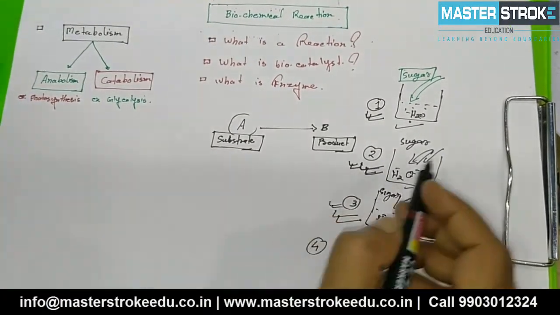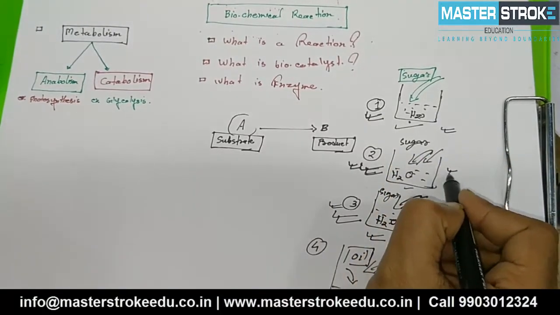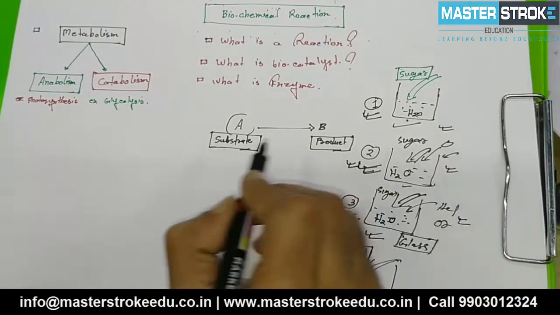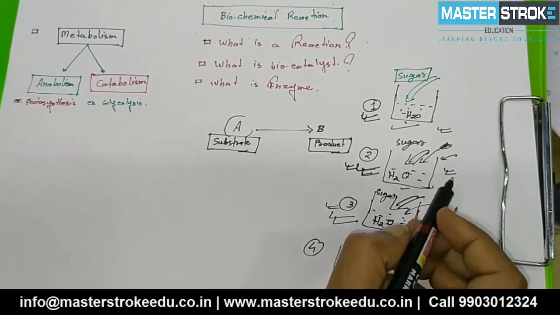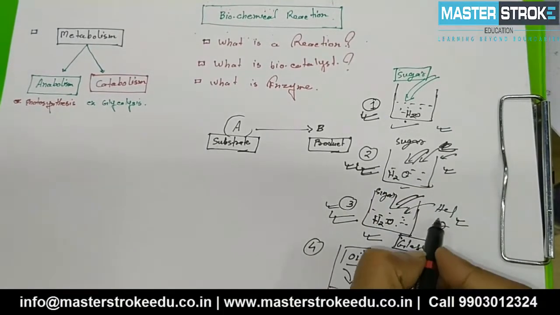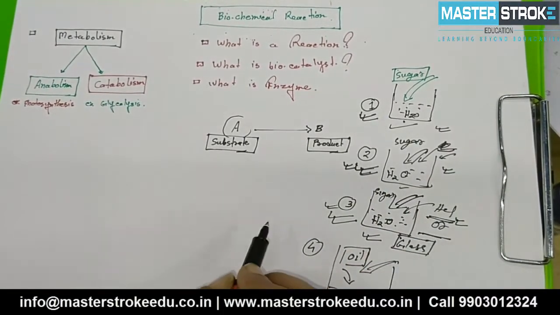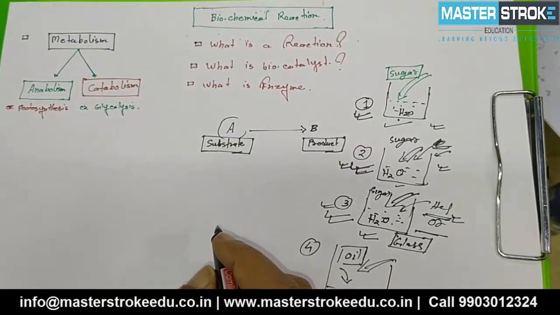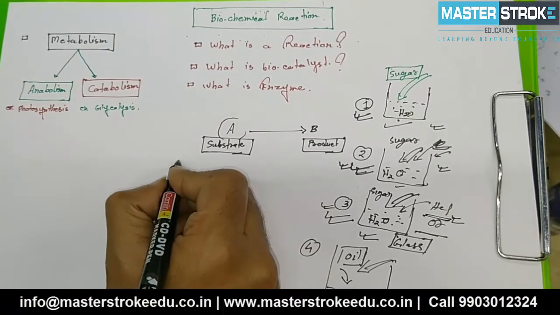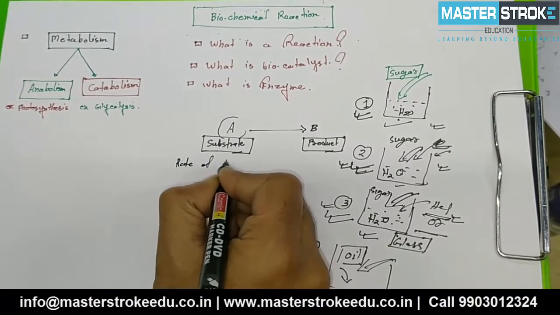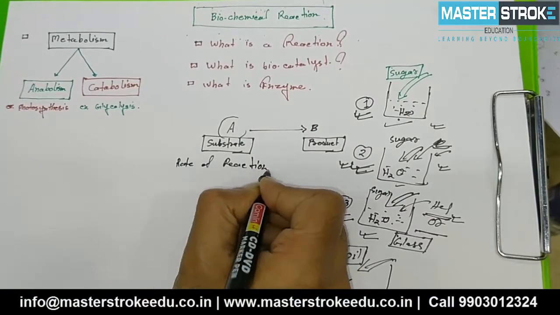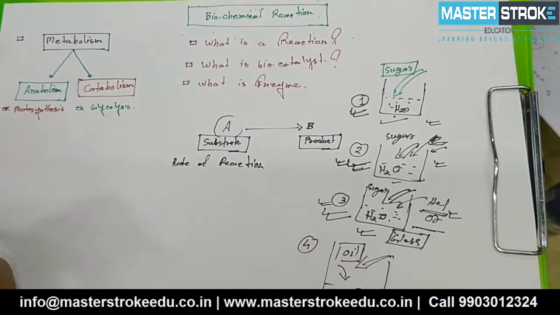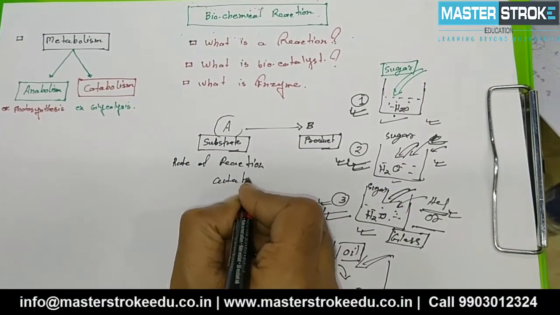So what can we learn from this experiment? We are providing something externally, like here a glass rod for stirring, here HCl or heat. These external forces are responsible for accelerating the rate of the reaction. The reaction is accelerated by these external forces. This is called the catalyst. Okay, this is called the catalyst.